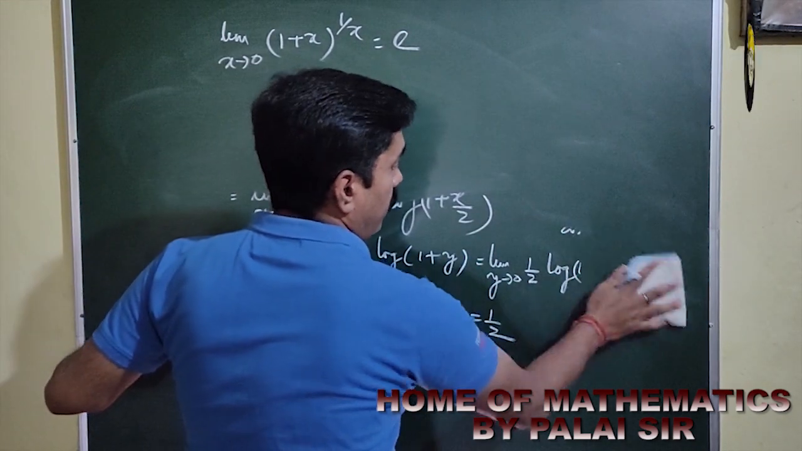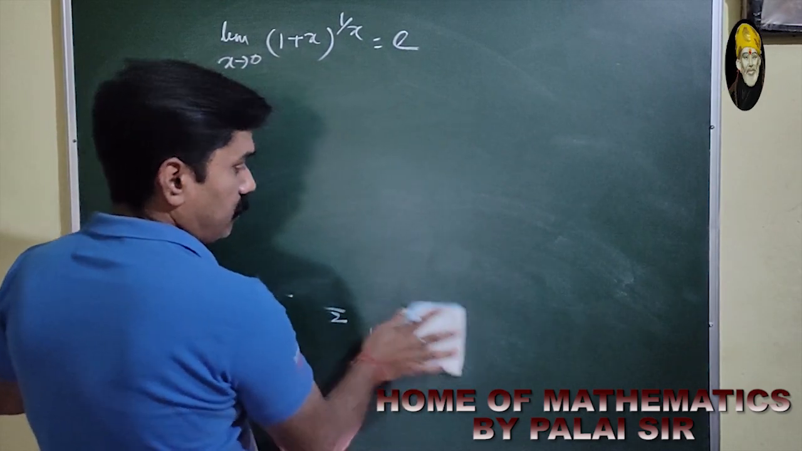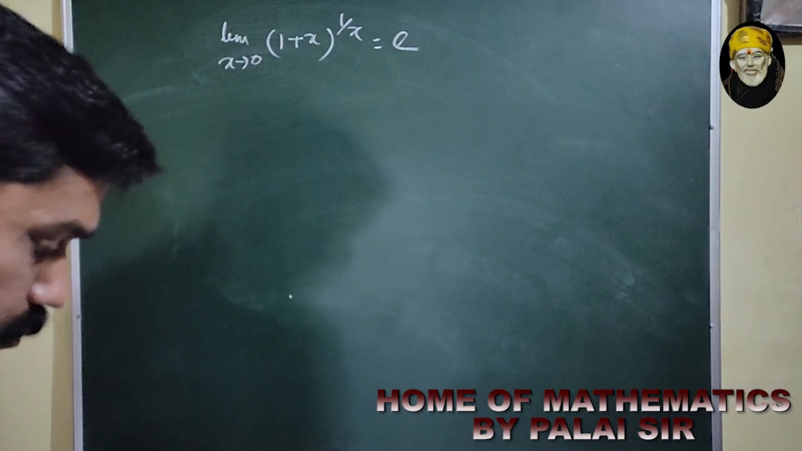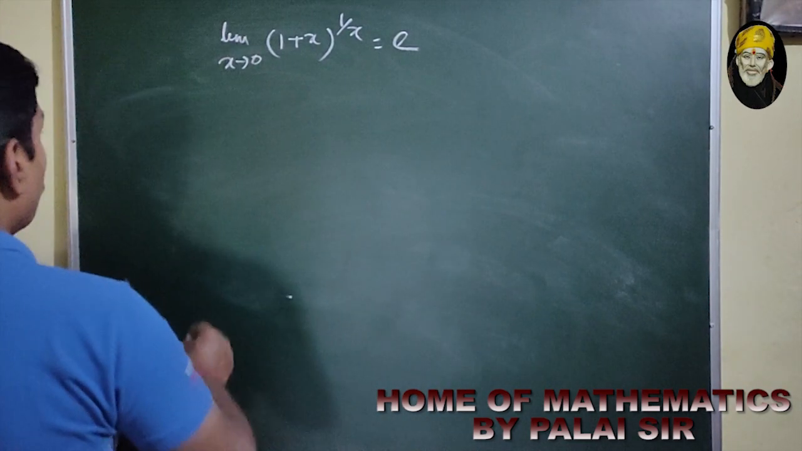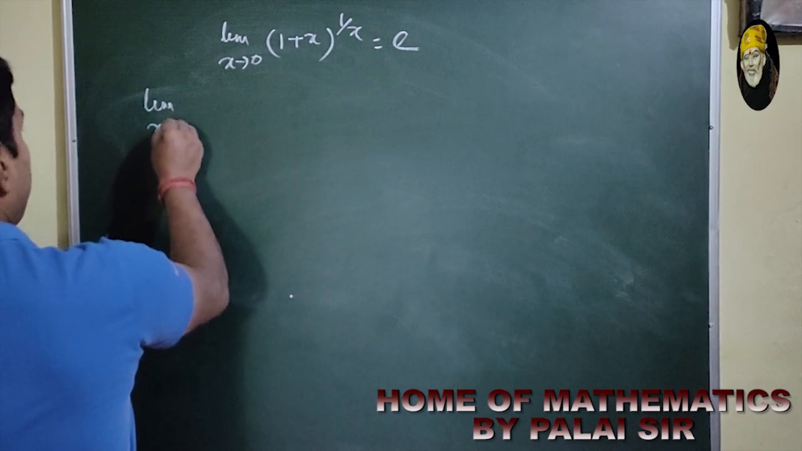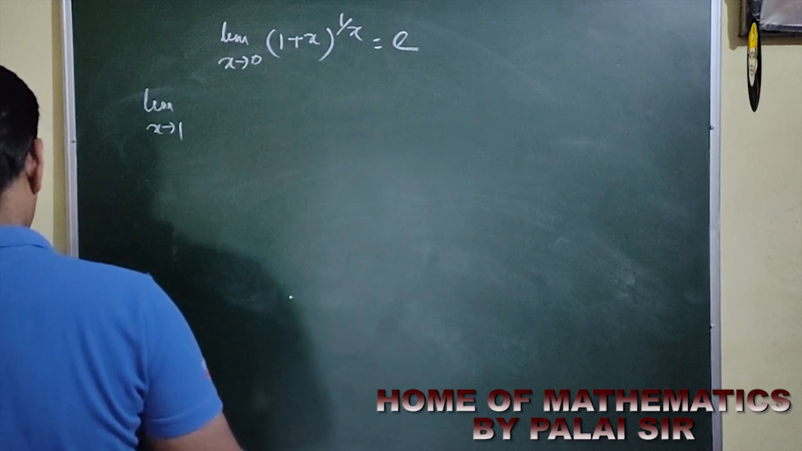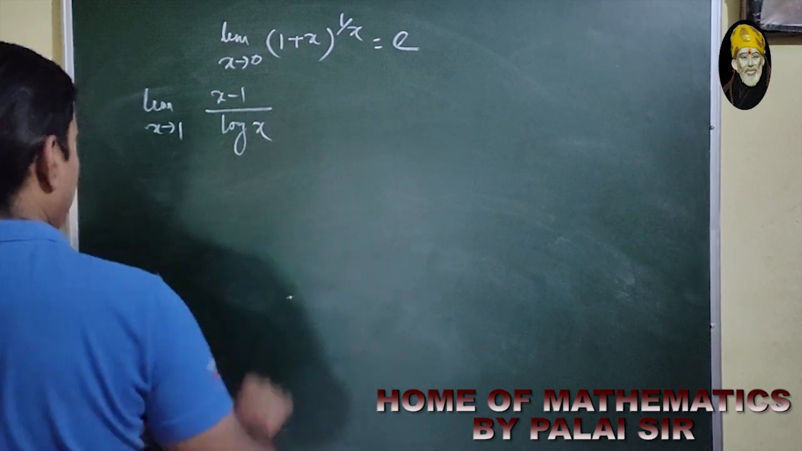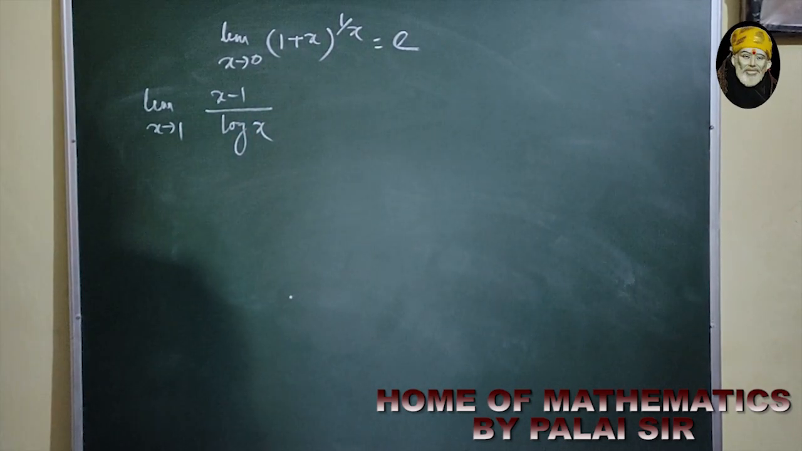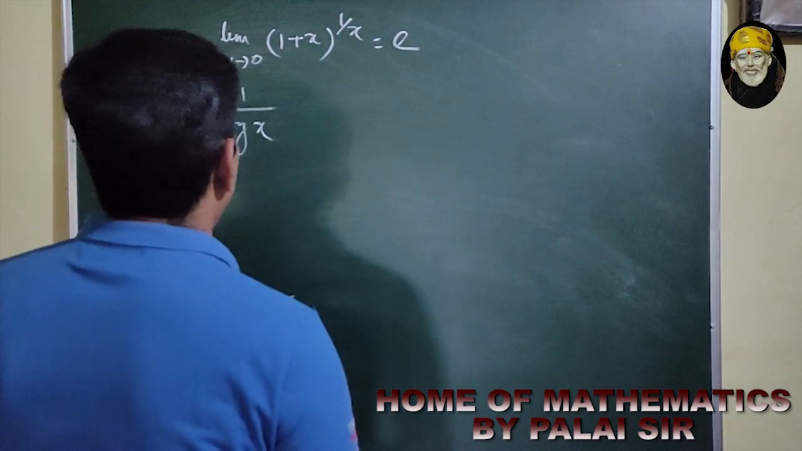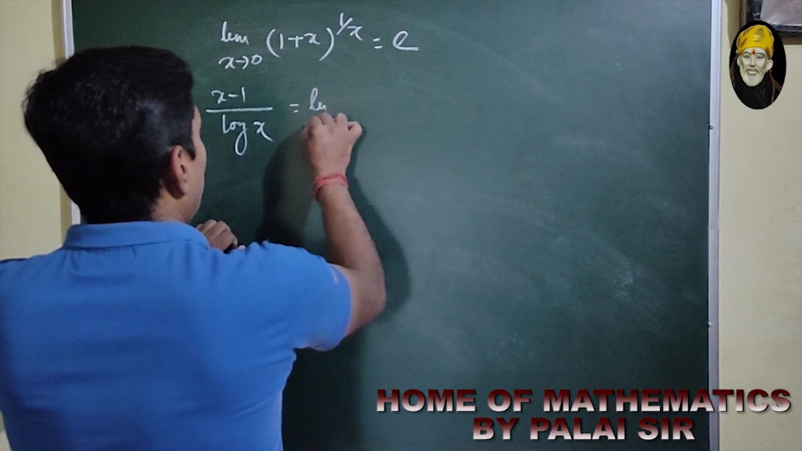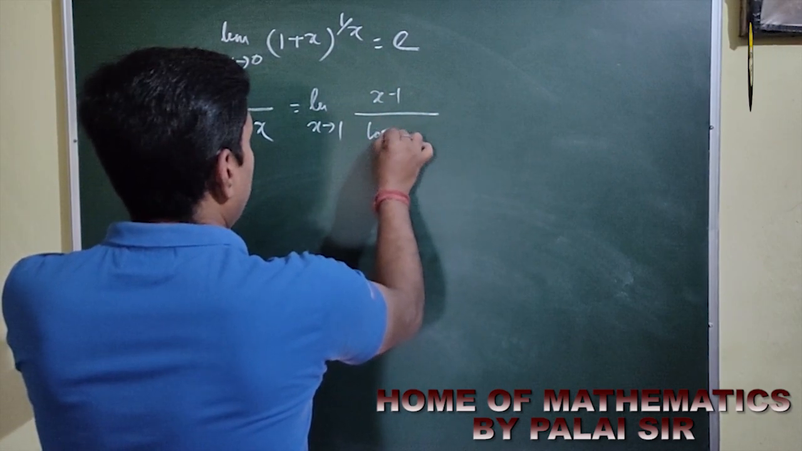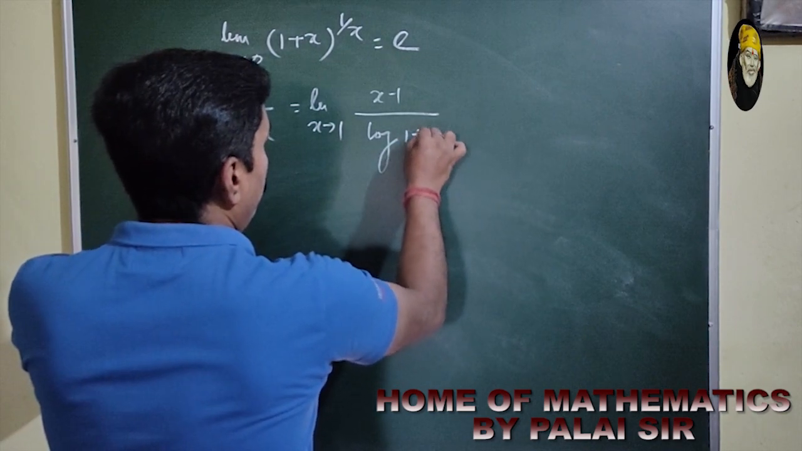Next, we are taking another problem regarding this formula. Suppose you are taking another problem: limit x tends to 1, (x minus 1) by log x. This is given here. You can represent this as limit x tends to 1, x minus 1. Here you write log x as log(1 plus (x minus 1)).